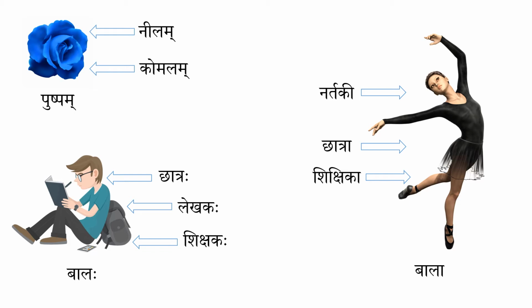So we use these words as Visheshanam to this object. Vishesham can be considered as any of these actually. Usually we consider Bala as the Vishesham, and Bala being a Strilingam, we put Nartaki, Chhatra, Shikshika as a Strilingam here.